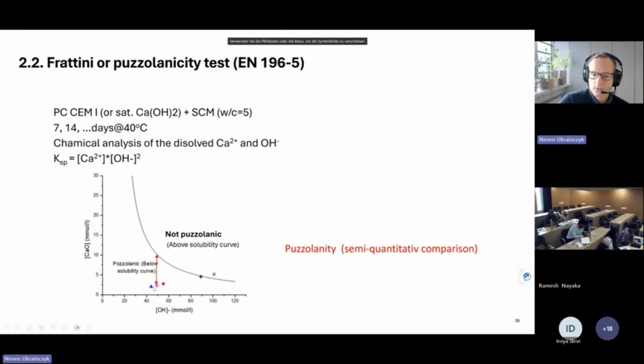And then you get one of these points, because you measured your OH and you measured your calcium. Then you can see how far away you are from the solubility curve. And the further away you are, the more Pozzolanic it is. If you are above the solubility curve, then it's not Pozzolanic, it's hydraulic. So you should be below the solubility curve, and the further away you are from this curve, it gives you a semi-quantitative comparison between the Pozzolans.